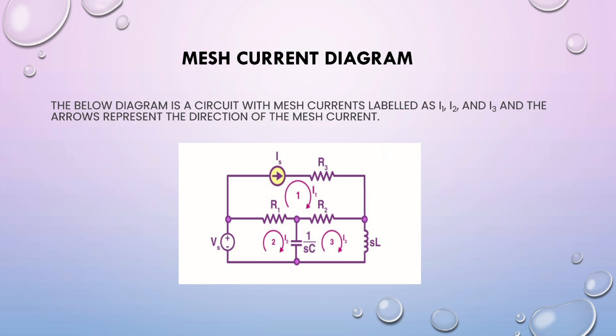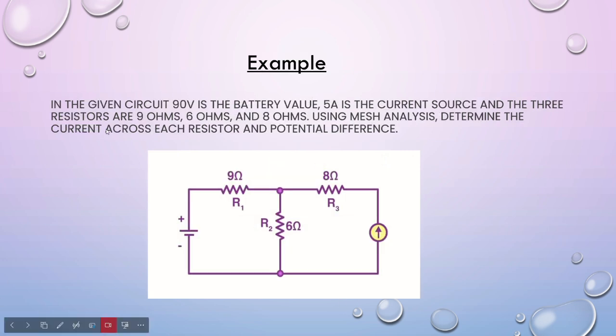Then let's understand mesh analysis briefly with a diagram. The below diagram is a circuit with mesh currents labeled as I1, I2, and I3, and the arrow represents the direction of the mesh current here. For example, in a given circuit, 90 volts is the battery, 5 amperes is the current source, and the 3 resistors are 9, 6, and 8 ohms. So using mesh analysis, determine the current across each resistor and the potential difference. Let's see into this.